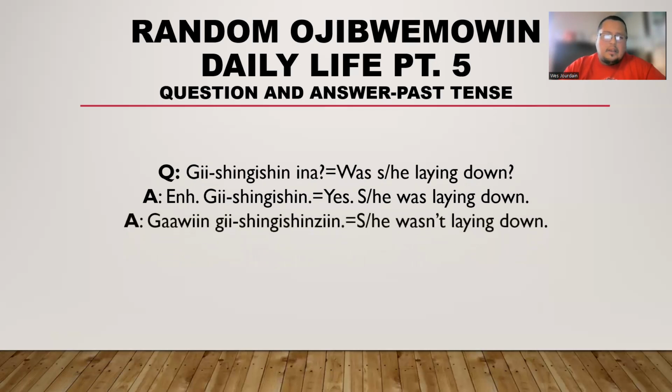Past tense. Gawin gishingashin zin. She or he wasn't laying down, or she or he didn't lay down. And notice, because it ends in N, we're not going to add sin, we're going to add a Z, which makes it zine, and also makes this NZ transition a nasally sounding word. Kind of a little bit of nasal in there. But you get the point. If it ends in N, we're going to add zine.